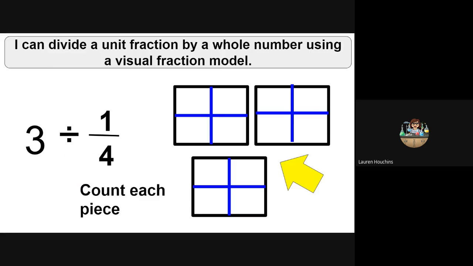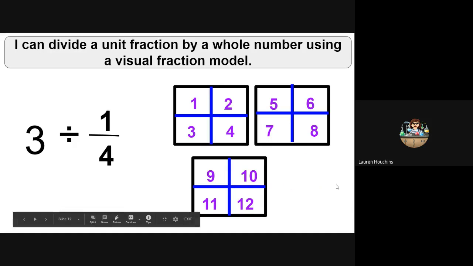And then all I need to do is count. And when I count those pieces, I end up with 12. And then we can also multiply. 3 times 4 gives me 12. And I know because I started with a whole number, I'm going to end with a whole number. So my answer is 12.